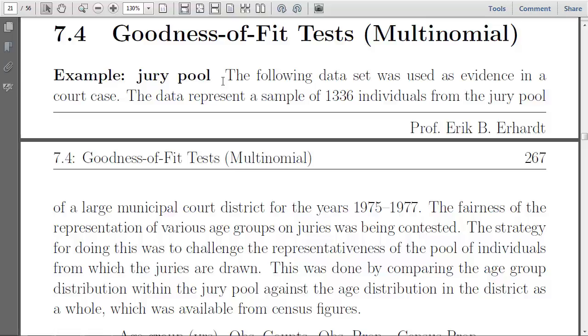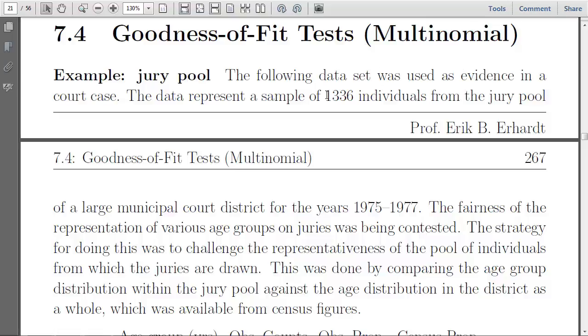So if we are going to, in this country, be tried before a jury made up of our peers, we need our peers in the jury to be representative of the population around us. So this data was actually used as evidence in a court case.